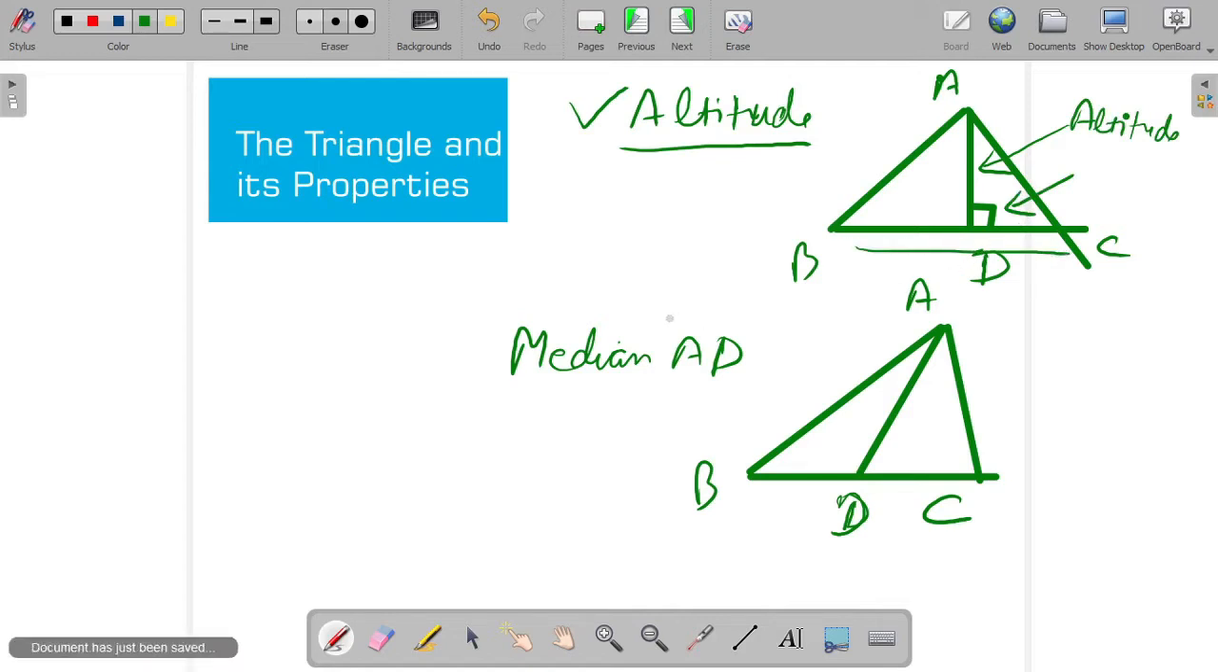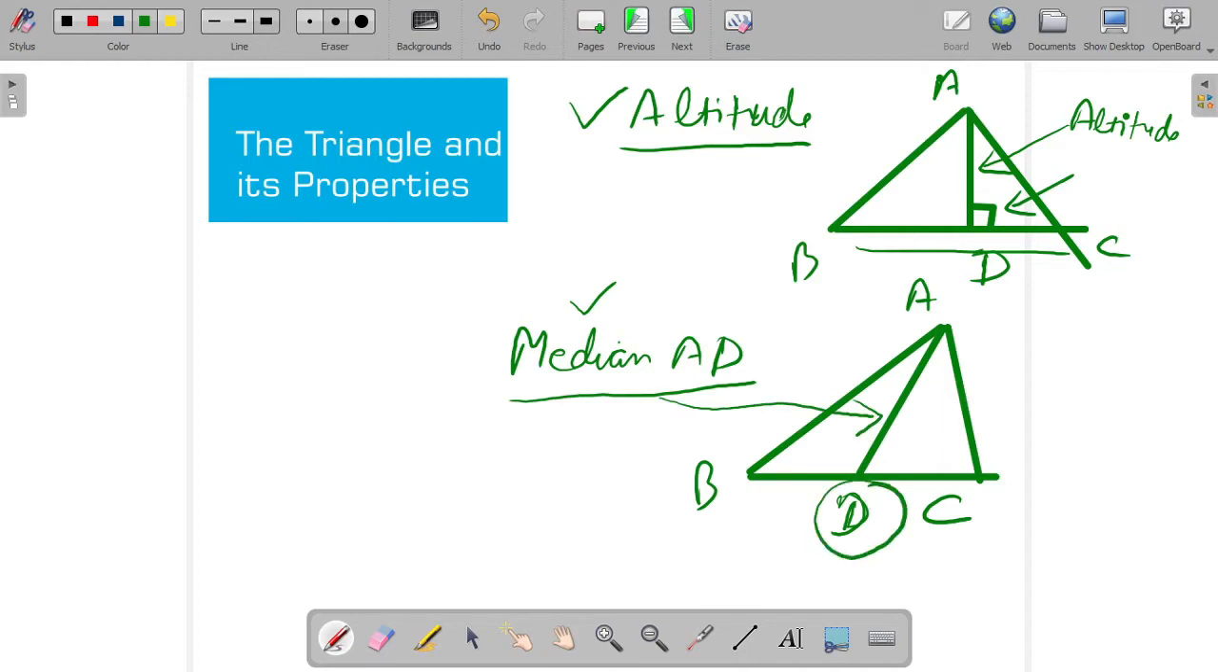Second is median. AD is the median. As you can see, D is the midpoint of BC. So median touches the midpoint of the opposite side. A is touching the midpoint of BC. So this is about the median.